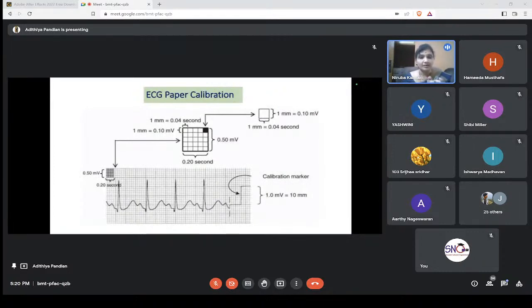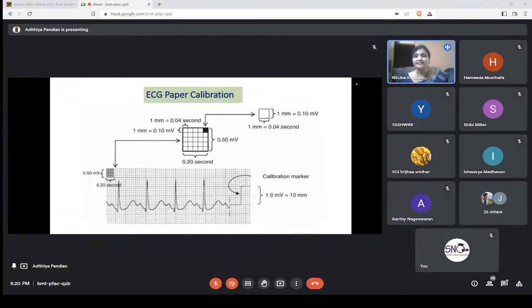One big box corresponds to 0.5 millivolts. One small box will correspond to 0.04 seconds and one large box will correspond to 0.2 seconds. We'll stick only to the large boxes today. We'll not go much into small boxes, just knowing that a small box is 0.04. Each large box in the x-axis will have 0.2 seconds and the y-axis will be showing millivolts.